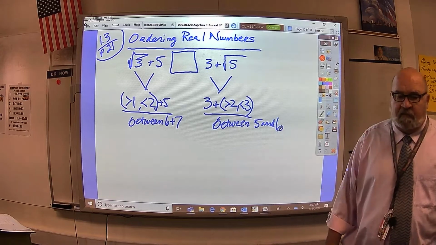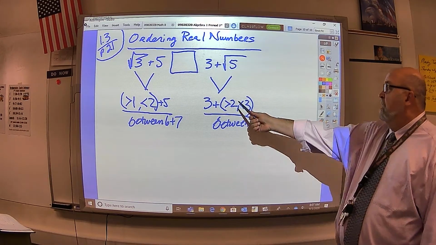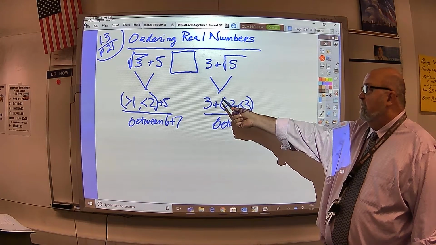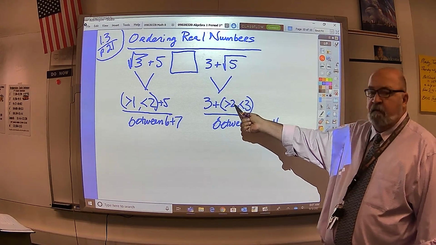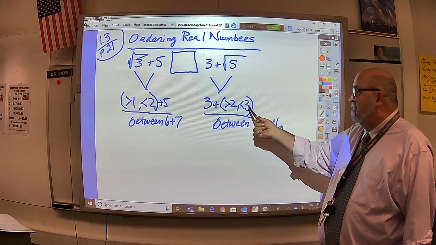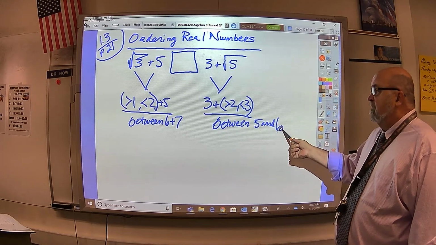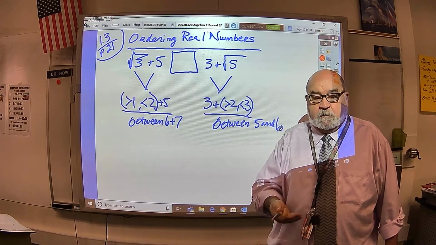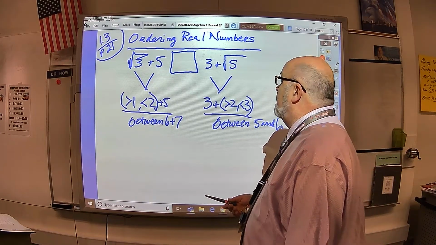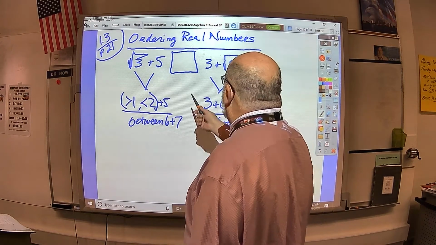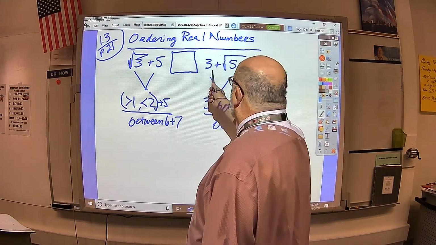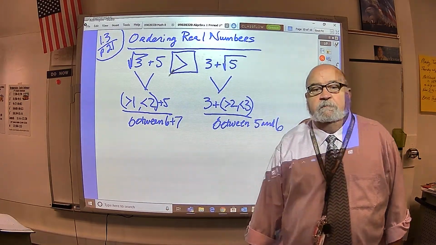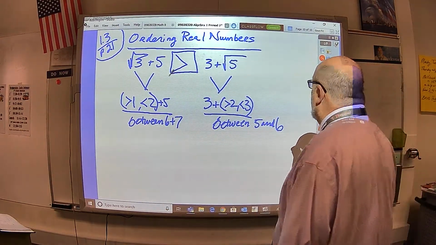See if that makes sense to you. We know it's between 2 and 3, right? So 3 plus 2 is 5, and 3 plus 3 is 6. So between 5 and 6. What should become obvious to you is that we already know this value is greater than this value. Simple? Alright, so that's a quick rundown on it.